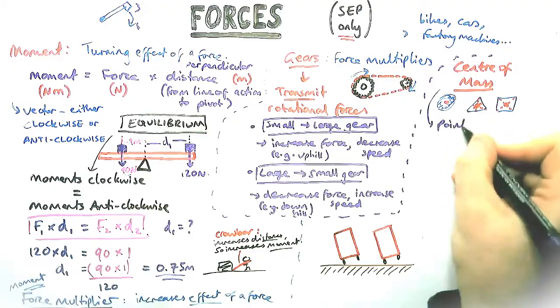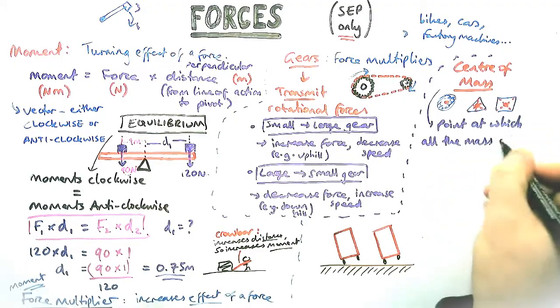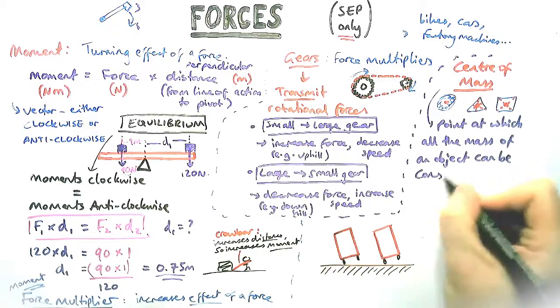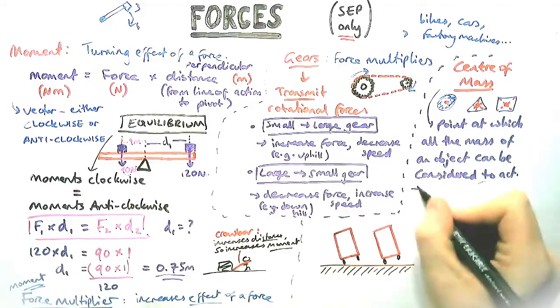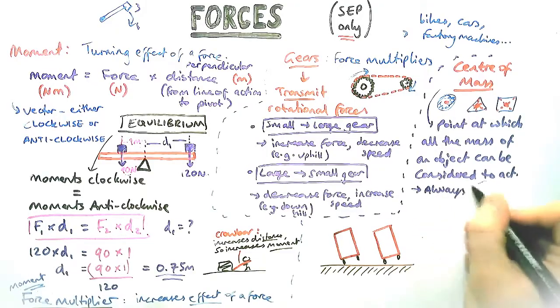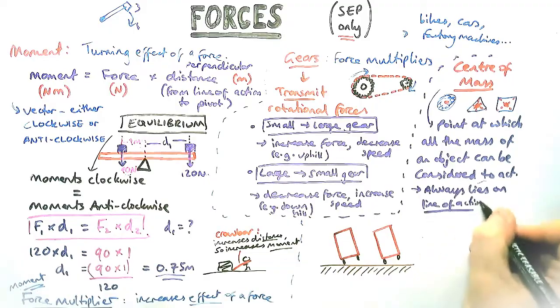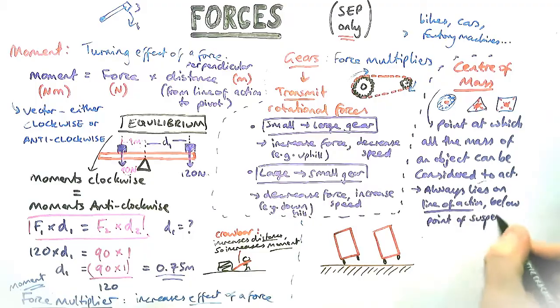To define the center of mass, we say it's the point at which all the mass of an object can be considered to act or thought to act. Okay, so it's not like all the mass of the object is there, but when we are doing calculations, we can consider it to act at that point. Now, it always lies below, on the line of action, below a point of suspension of an object.